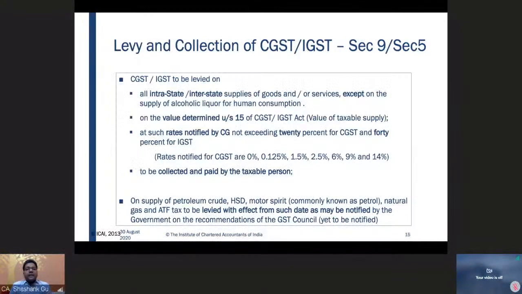Next is levy and collection of CGST/IGST. So, when is CGST to be levied and when is IGST to be levied? Now, before we go on to discuss this, let me first quickly see if there are any queries, and thereafter we'll move on to discuss the rest of the session.